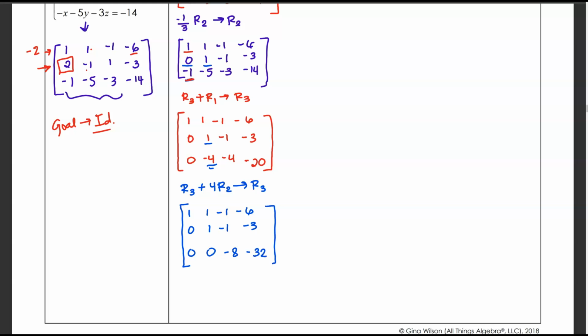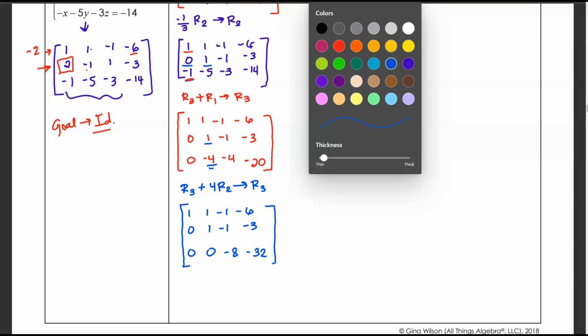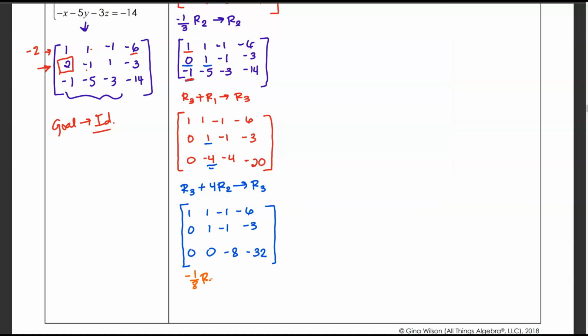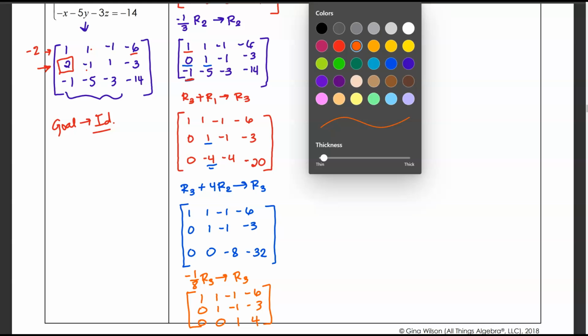Okay. Now we're getting really close because notice how we have those 3 zeros in that corner we want. Now we're going to take that -8 and we're going to get rid of it because remember we want a 1 there. So let's go ahead and take -1/8 of row 3 and we're going to apply that change to row 3. So row 1 is going to stay the same, 1, 1, -1, -6, 0, 1, -1, -3, 0, 0, 1, and then -1/8 of -32, that's going to be 4. All right, we are looking like we're in good shape.